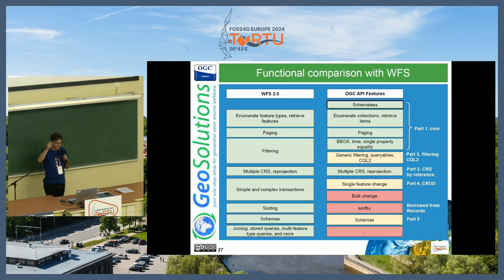Functional comparison with WFS, comparing WFS 2.0 with OGC API Features. OGC API Features basically adds schemaless on top of what WFS 2 could do, and it's missing a few things like bulk changes, sort by, and so on. The functionality is more or less the same once you put together all the optional extensions that OGC API Features has to offer, except that some are still in draft and some are definitely missing, like bulk transactions.